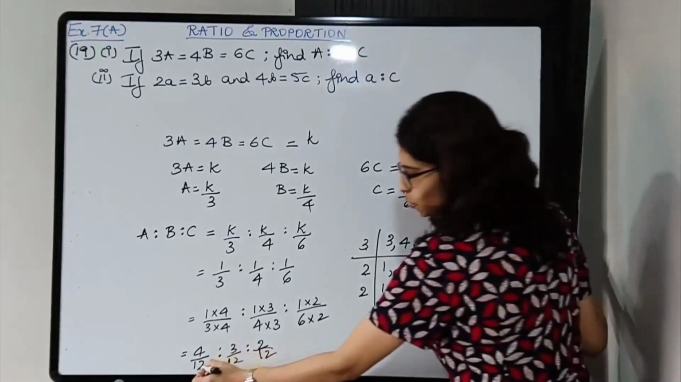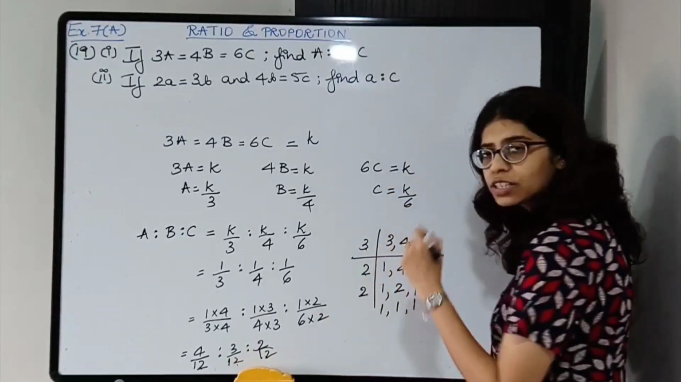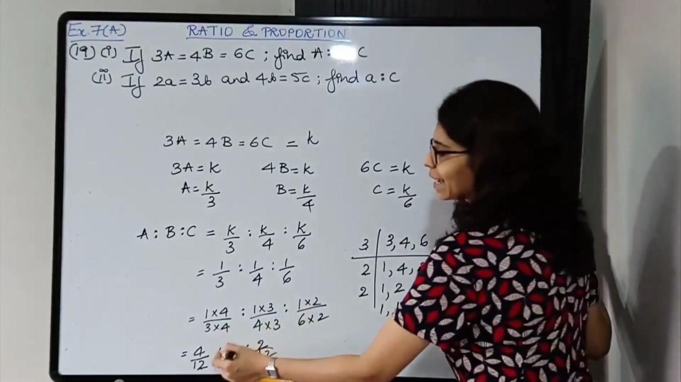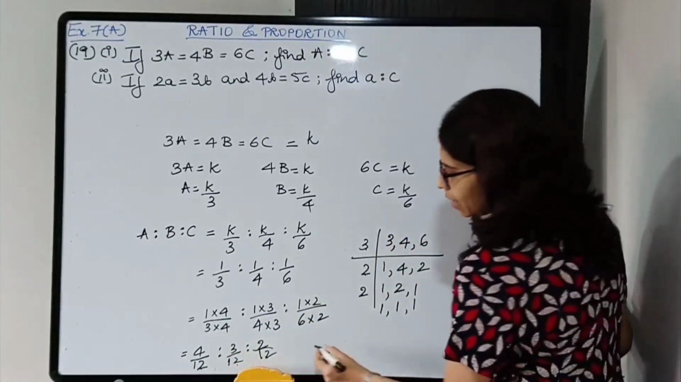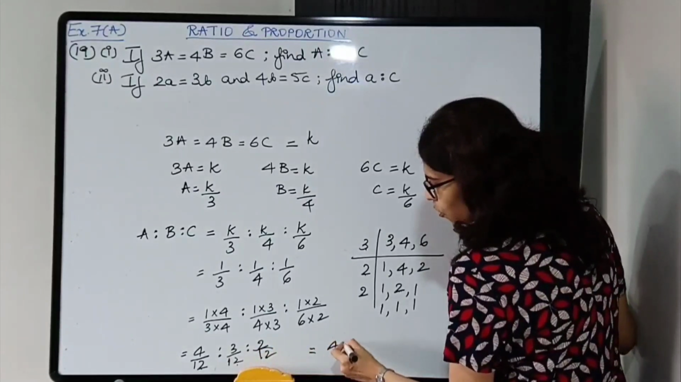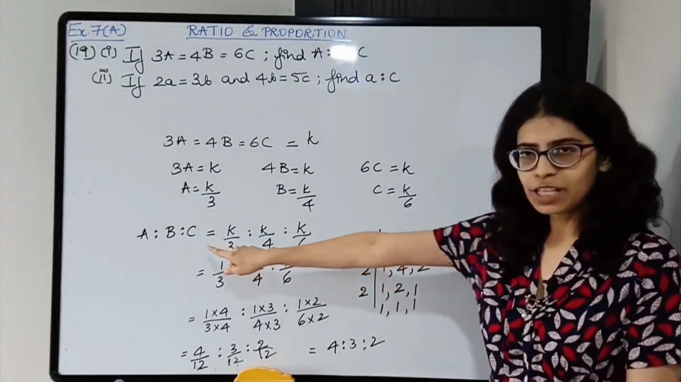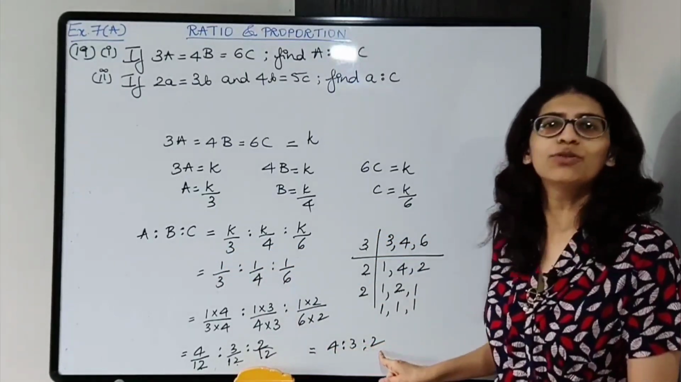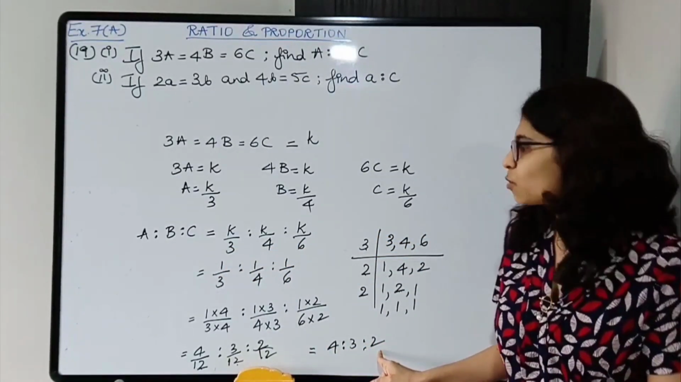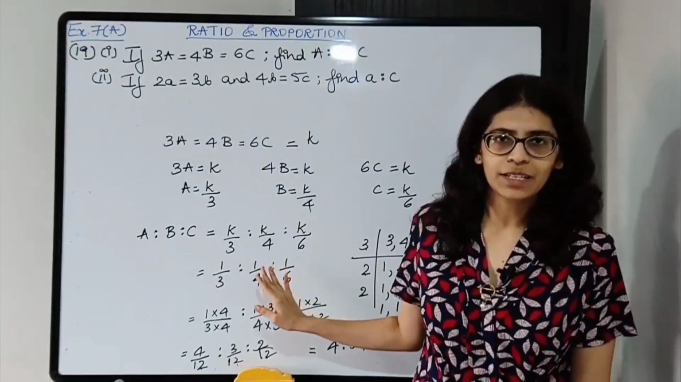Now 12, 12, 12, all three are in the denominator, so I can cancel it out and I'll be left with 4 is to 3 is to 2. So A is to B is to C will be 4 is to 3 is to 2. Okay, so now we'll solve with proper steps.